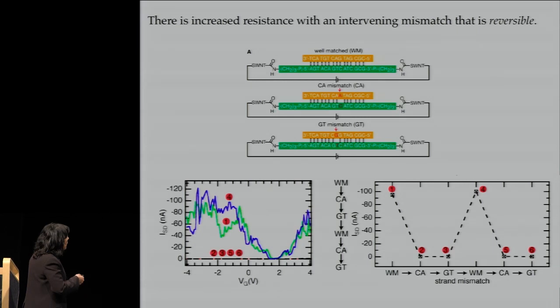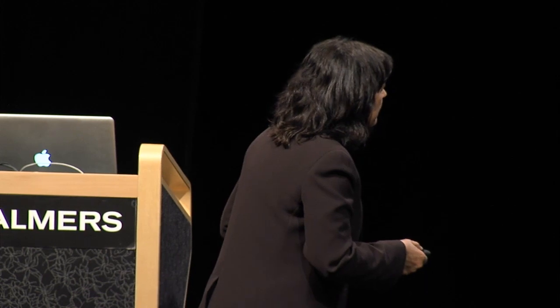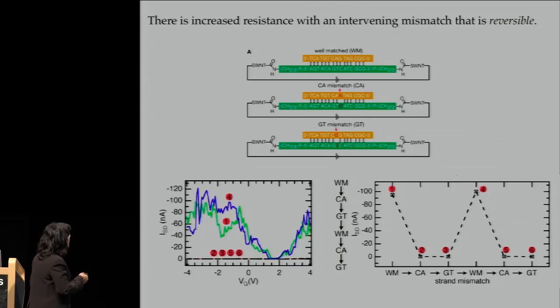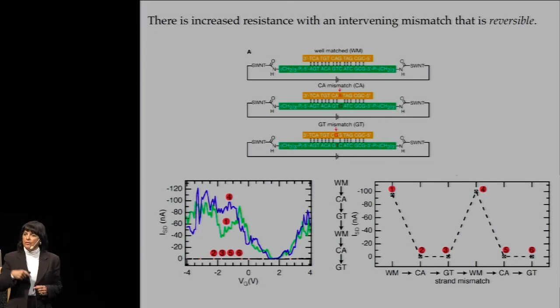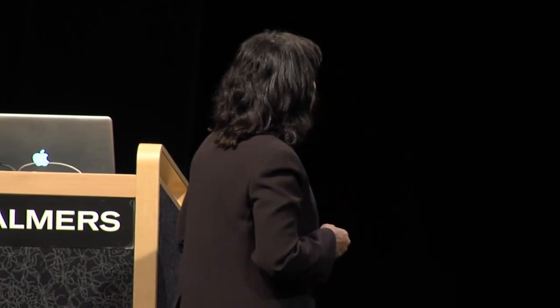Then we diluted that out, introduced another mismatch, a GT mismatch, thermodynamically as stable as an AT base pair, still no current, and then washed that away and added the fully matched complement again, and again we saw an increase in current. And you could cycle this through many times. And that gave us some confidence that we were looking at what we thought we were looking at in this system, in this single molecule array.